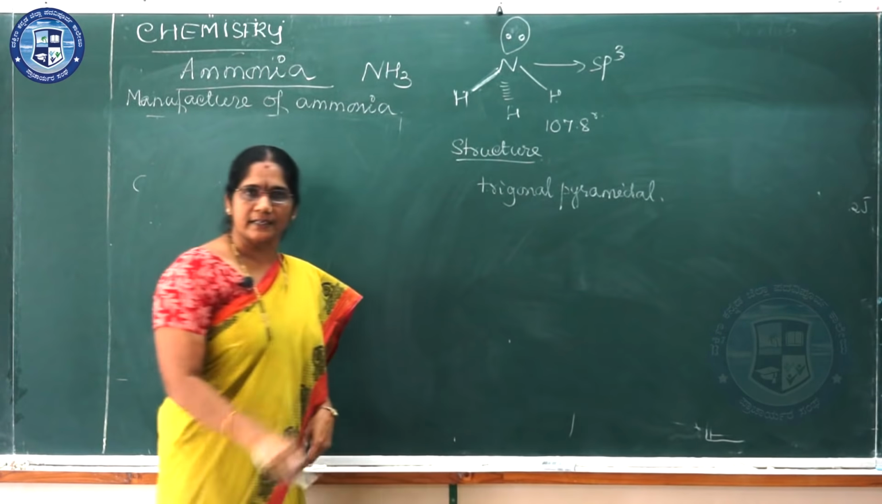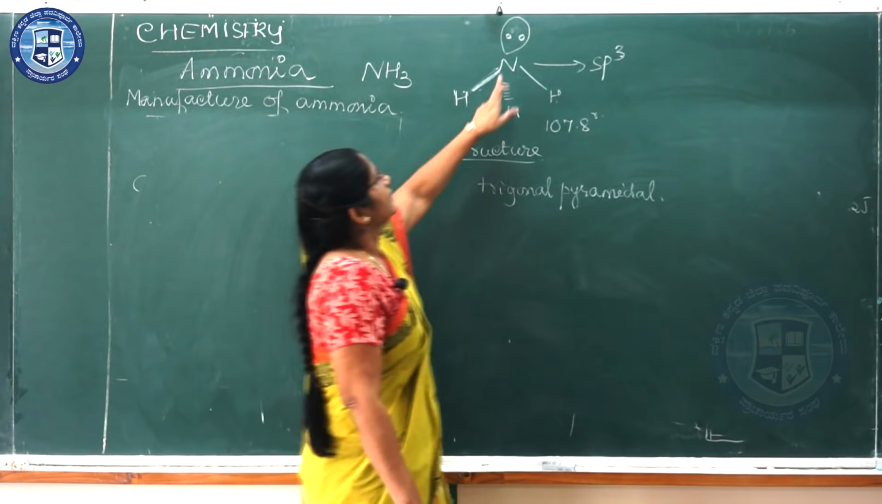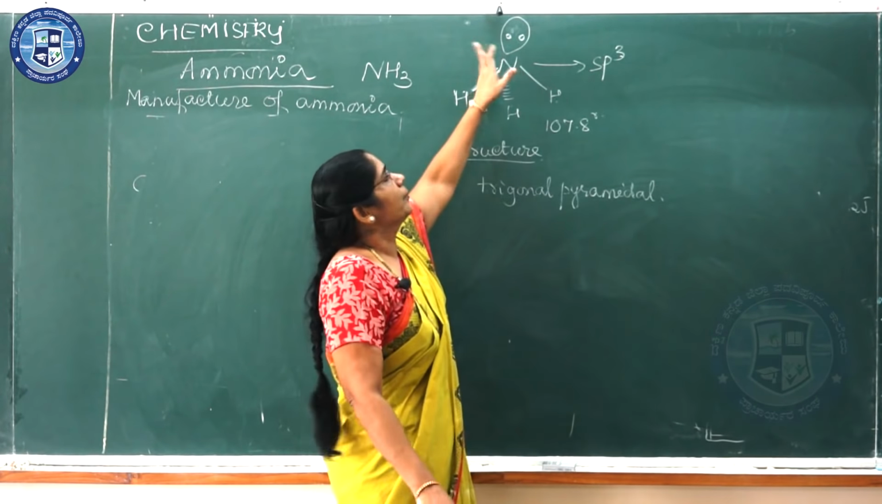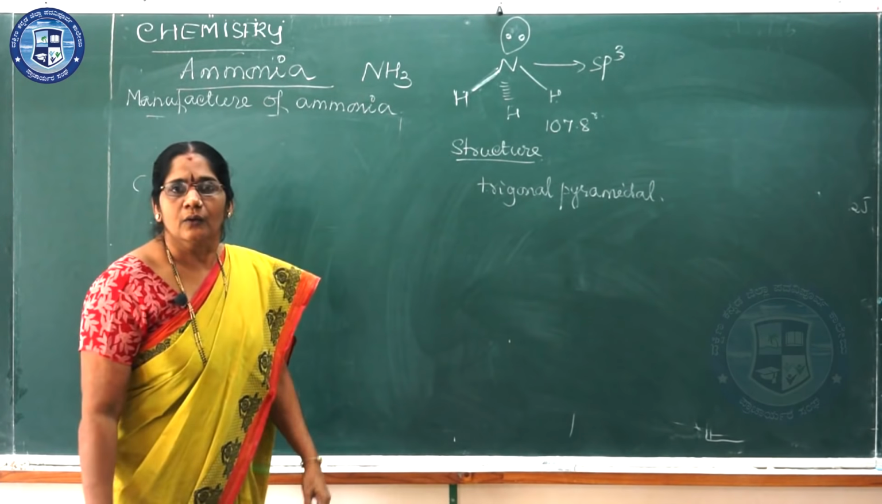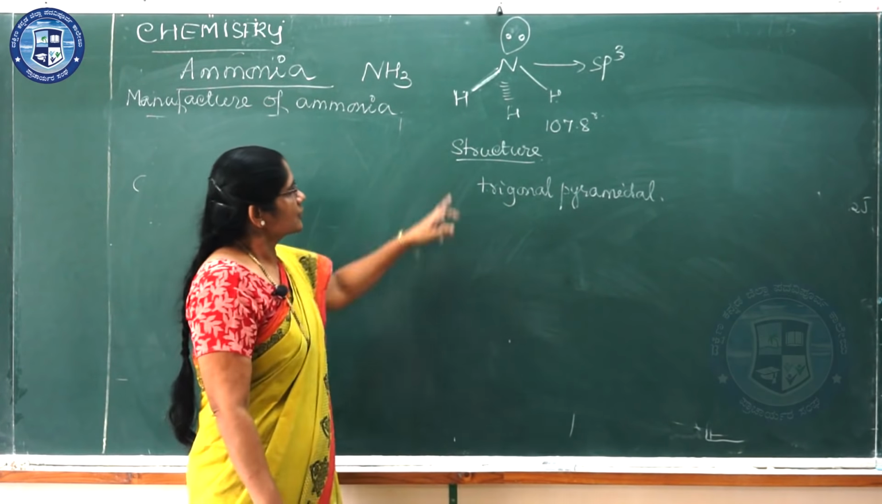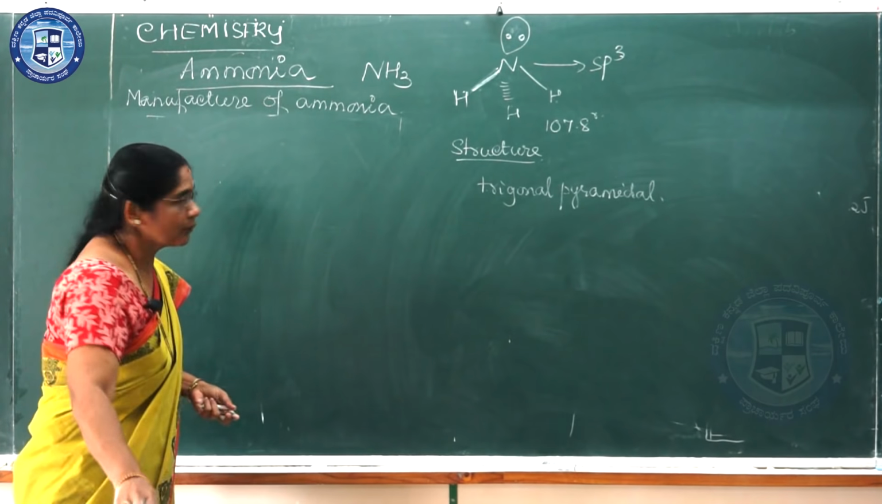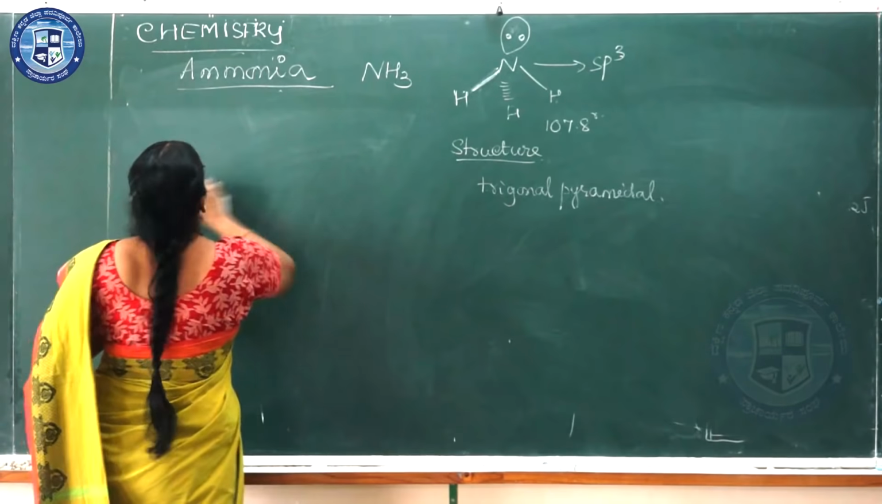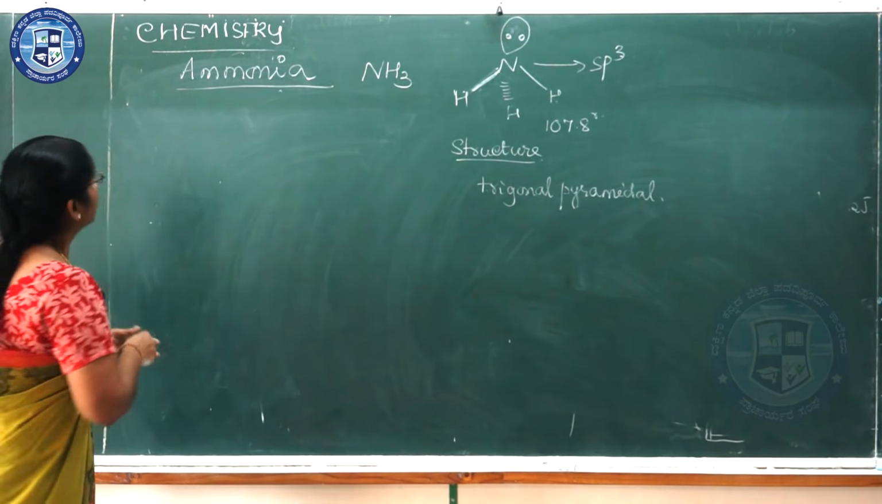The structure is trigonal pyramidal with the nitrogen at the apex of the pyramid with the lone pair of electrons in one of its hybrid orbitals. So this is the structure of ammonia. Next we will see some of the chemical properties of ammonia.